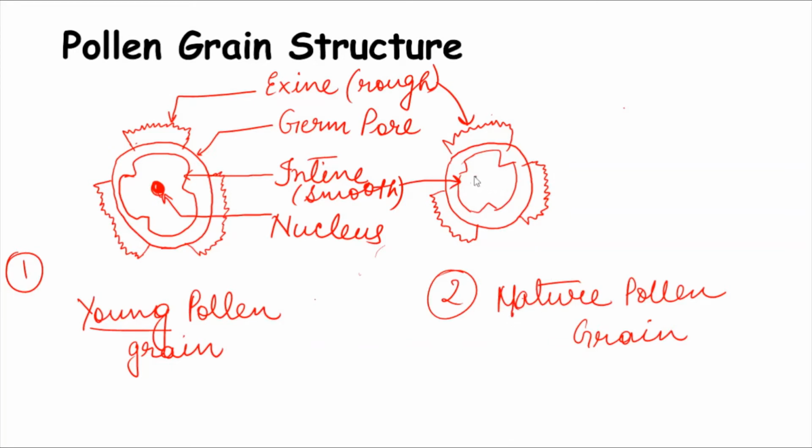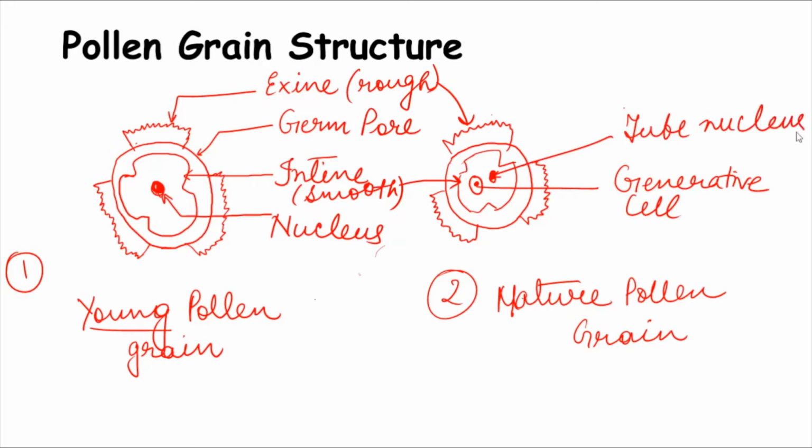One is called the generative cell. This is the generative cell which will take part in sexual reproduction. Next, you will see one more smaller cell, a nucleus, called the tube nucleus. In some books it is directly written as tube cell. Both are the same thing. Actually this is simply a nucleus, called the tube nucleus, also known as the vegetative nucleus. Whether you say vegetative or tube, both are the same thing.